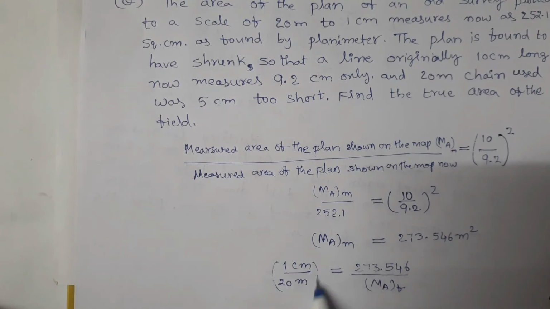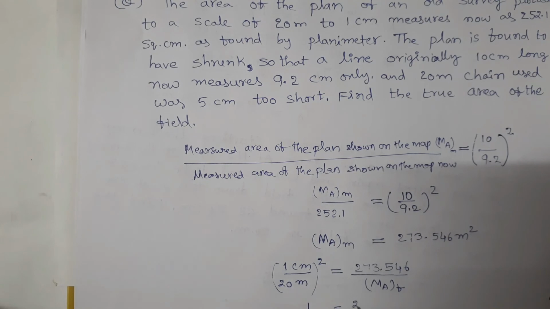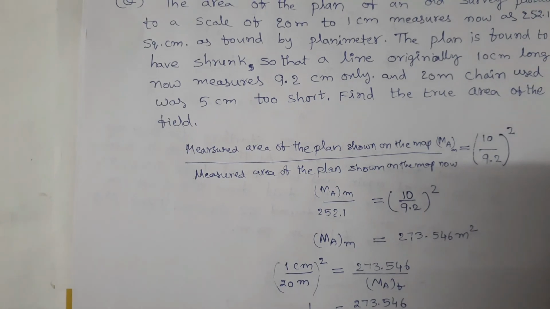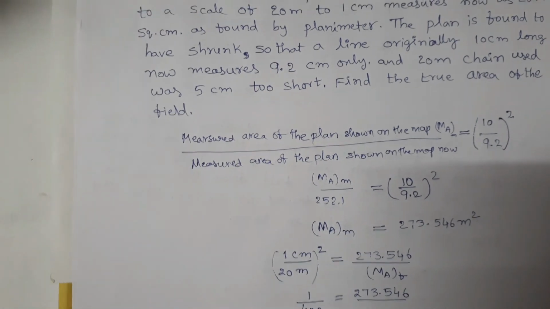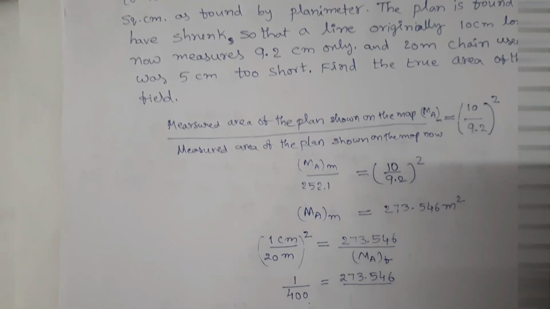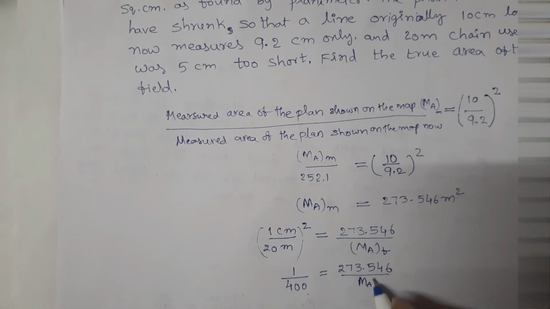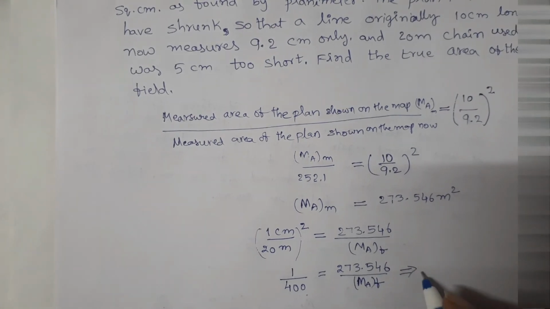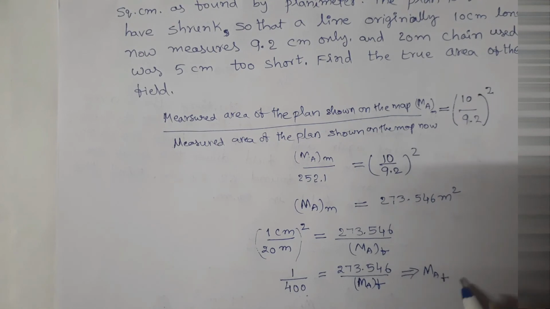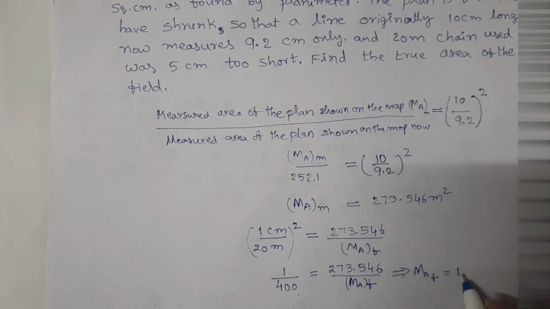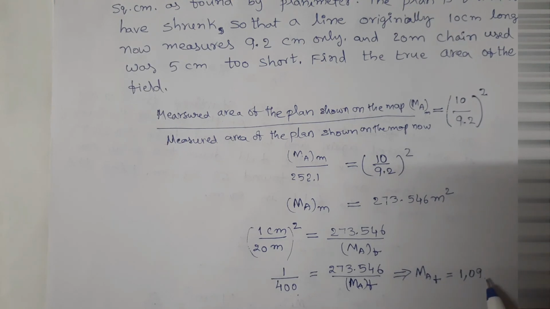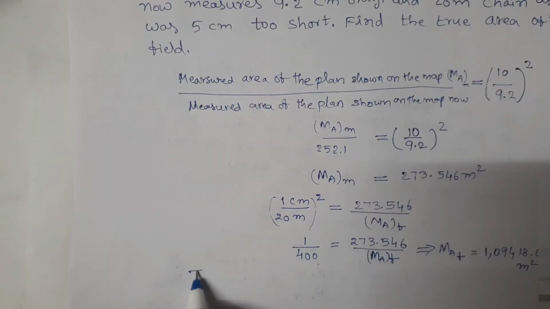For the area we have to take this square: 1 divided by 400 is equal to 273.546 divided by the measured area in the field. Measured area in the field is equal to 1,09,418.4 square meters.